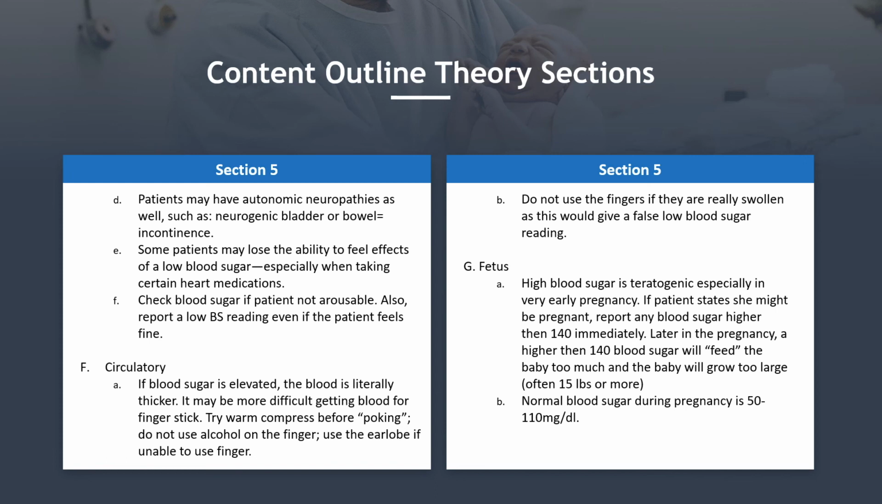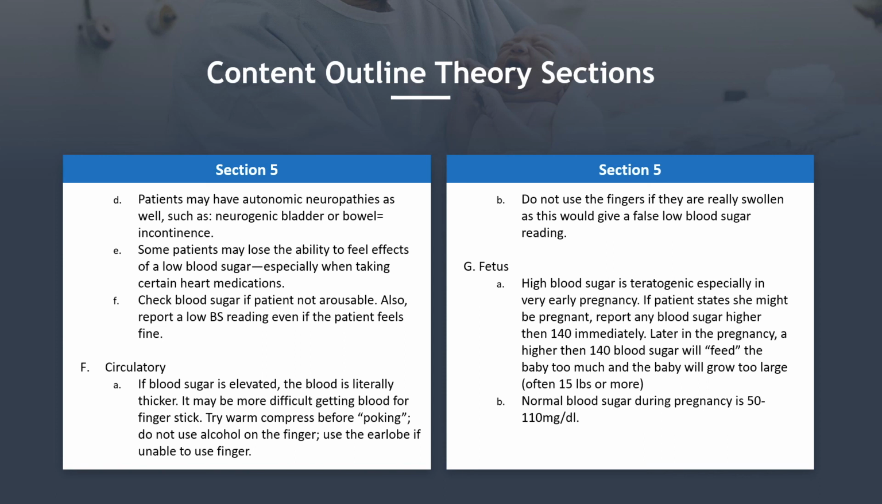F. Circulatory. If blood sugar is elevated, the blood is literally thicker. It may be more difficult getting blood for a finger stick. Try warm compress before poking. Do not use alcohol on the finger. Use the earlobe if unable to use the finger. Do not use fingers if they are really swollen, as this would give a false low blood sugar reading.